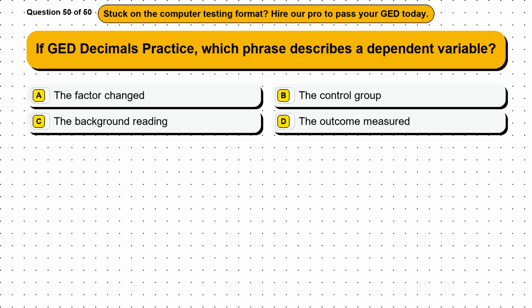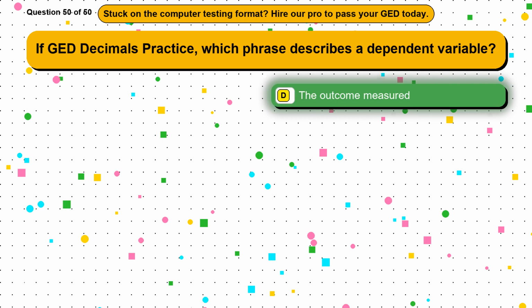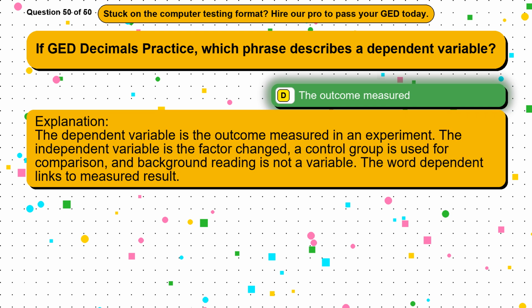Question 50. If GED Decimals Practice, which phrase describes a dependent variable? Option A. The factor changed. Option B. The control group. Option C. The background reading. Option D. The outcome measured. The correct answer is option D. The outcome measured. The dependent variable is the outcome measured in an experiment.